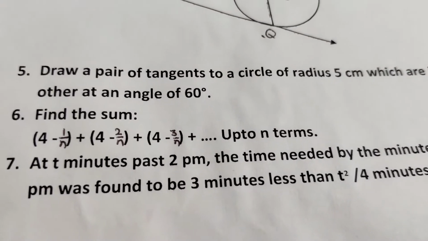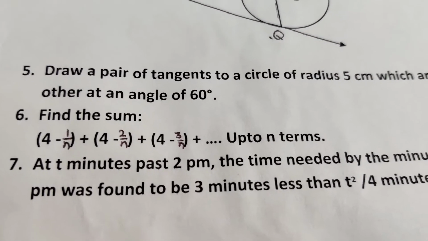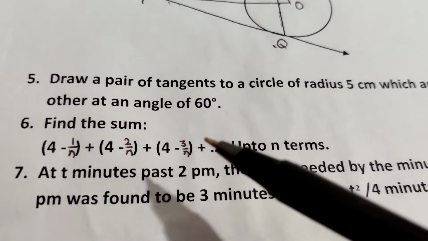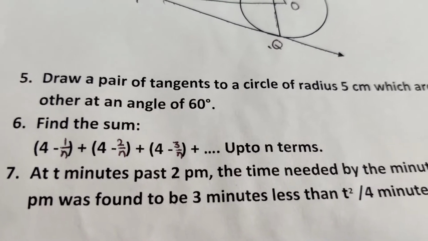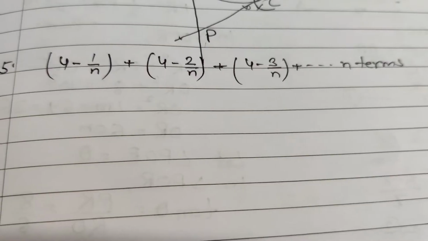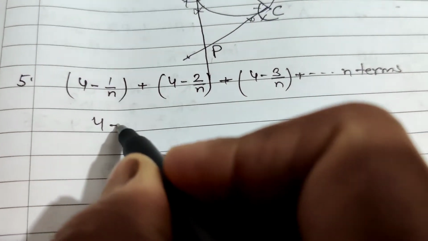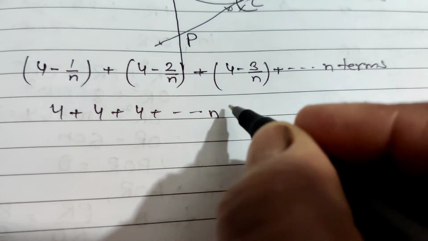The next question from the chapter arithmetic progression. Find the sum 4 minus 1 by n plus 4 minus 2 by n plus 4 minus 3 by n up to n terms. Find the sum of the series. This is the series. Break the series up to 4 plus 4 plus 4 up to n terms.